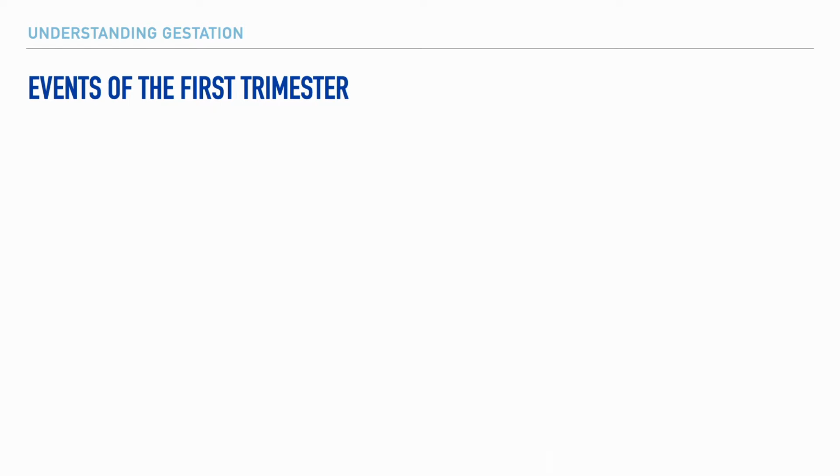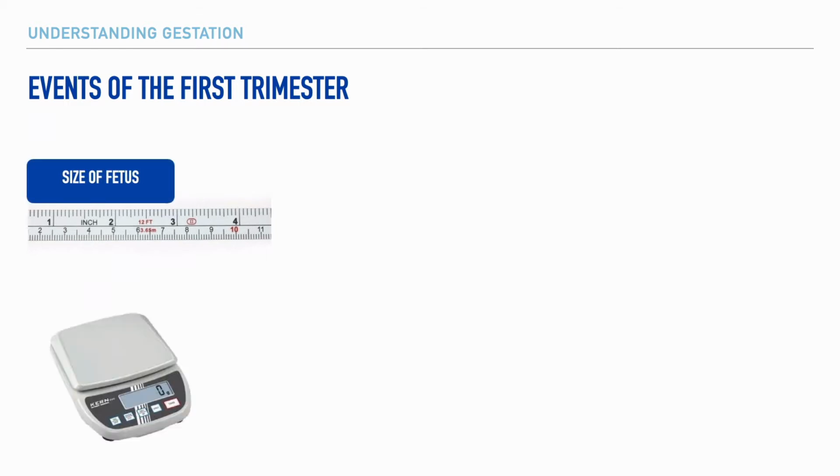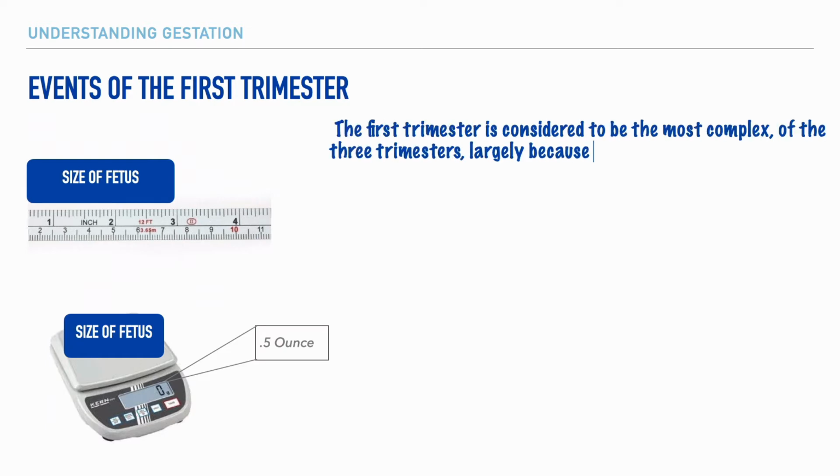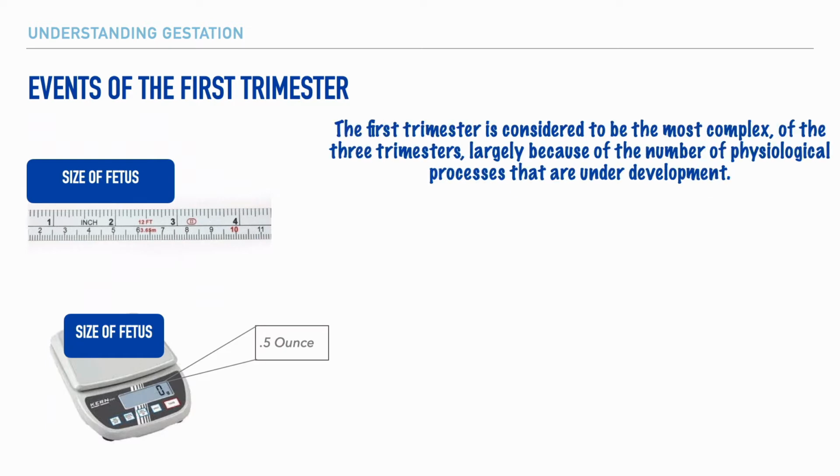Now, one of the things that I'd like to elaborate on is the significance of the first trimester. One of the first things I'd like to share with you is that the size of the fetus here is roughly about 3 inches long and weighs roughly half an ounce. But as we mentioned a moment ago, this period of time is crucial to establish the foundational structures and components for developing the body systems. It's for that reason that the first trimester is considered to be the most complex due to the number of physiological processes that occur during this period.